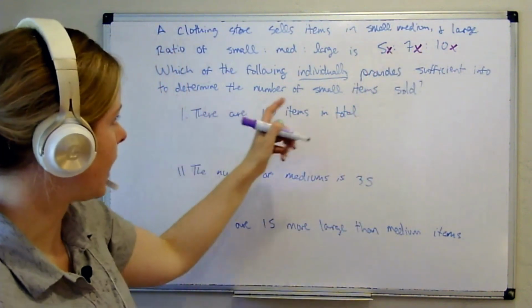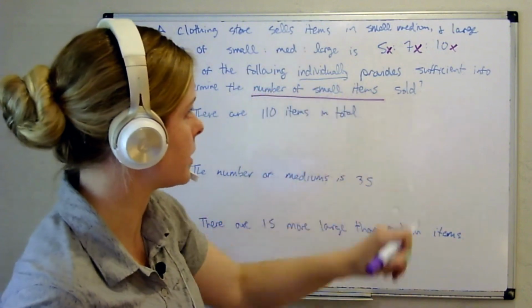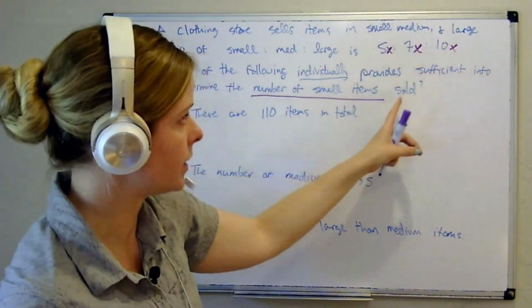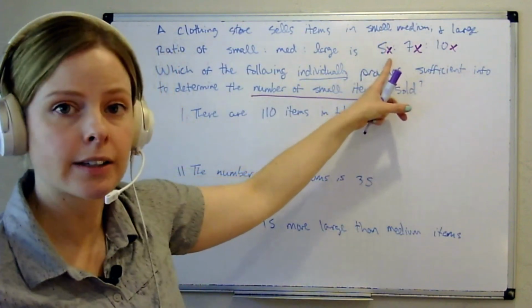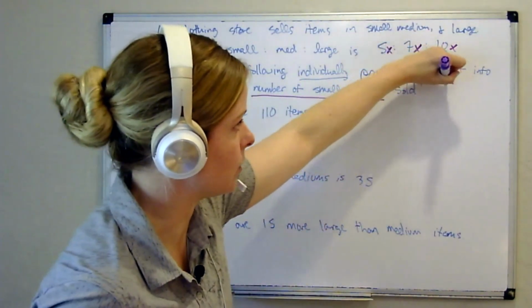Now, we're specifically asked about the number of small items sold. So what I'm looking for is, where is that represented up here in my ratio? Well, that is this 5x. So really what this question is asking is, what does 5x equal?